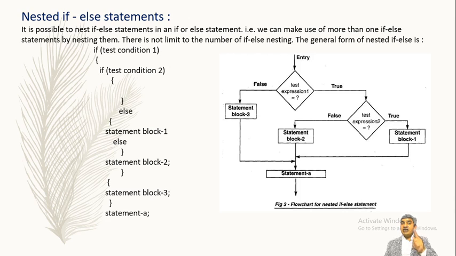If the second test condition is false, then statement block 2 is executed. If the first test expression condition is false, then statement block 3 is executed. And after execution of these statement blocks 1, 2 and 3, statement A is executed. So it is a very simple nested if else statement.